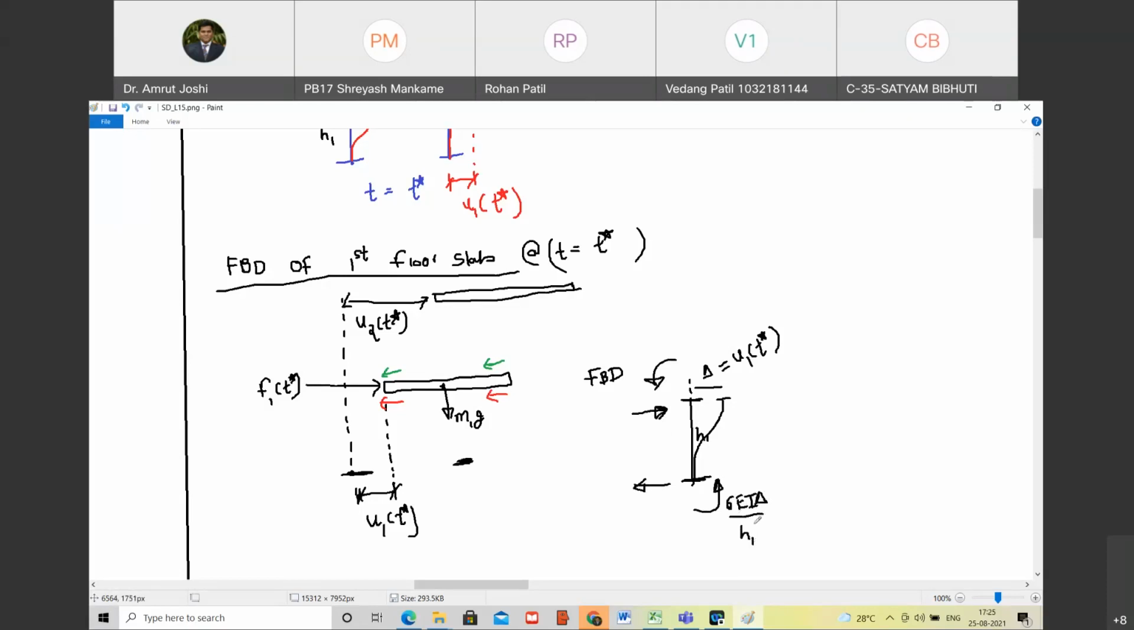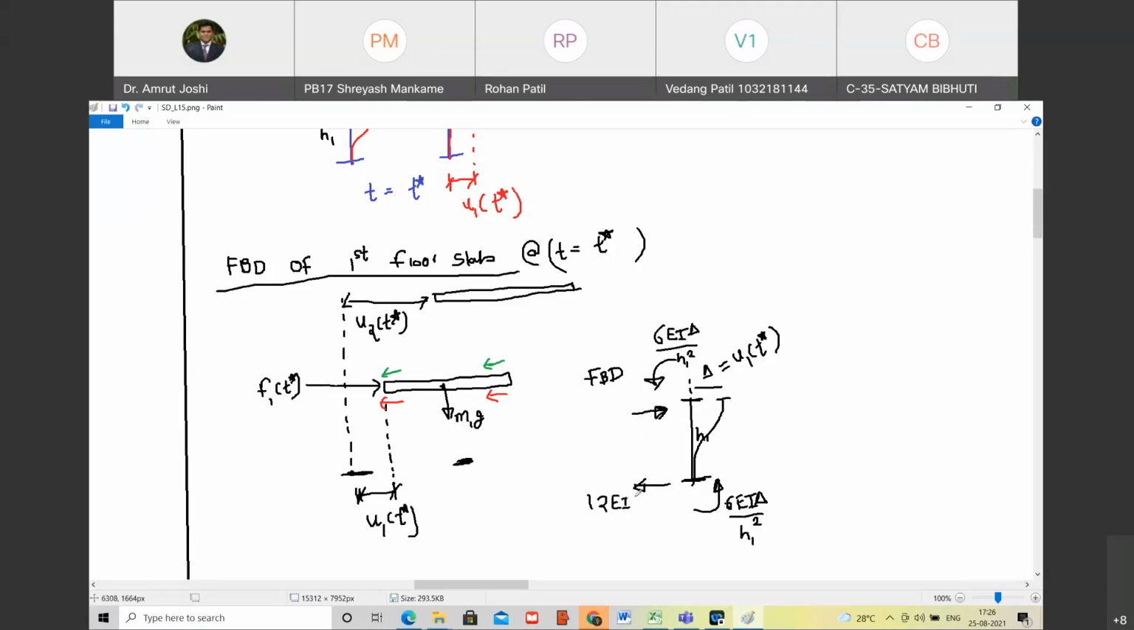Yes, sir. 6 EI delta upon H1 square, structural analysis 1 or 2, I guess 2. And then this is 6 EI delta upon L square. This is also 6 EI delta upon H1 square. So how do you write this reaction? तो क्या करना है? इन moments की sum लेनी है और उसको H1 से divide करना है. So how much are these two reactions independently? Sum कितना होगा? 12 EI delta.